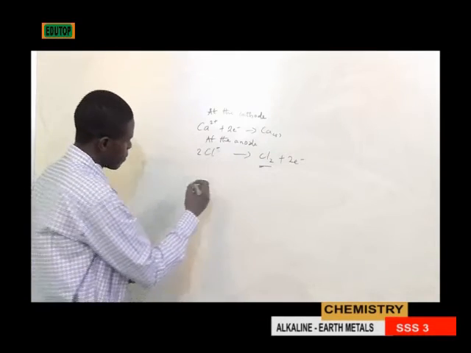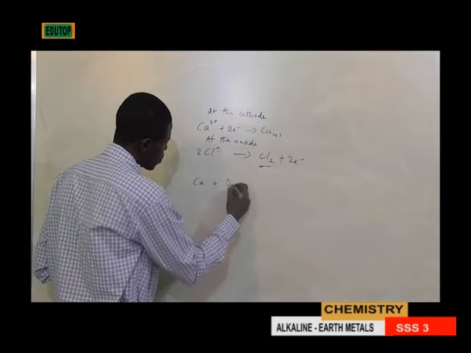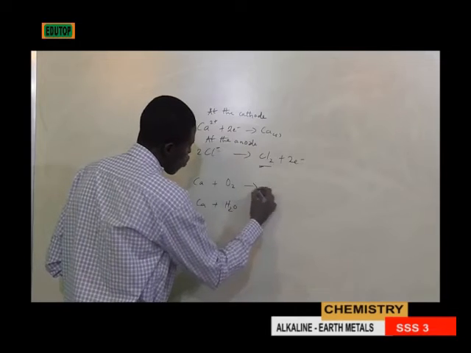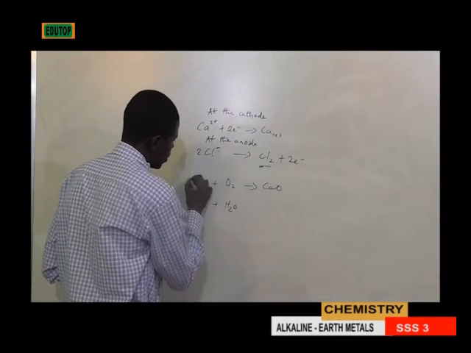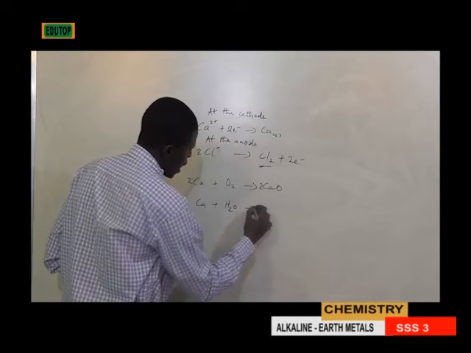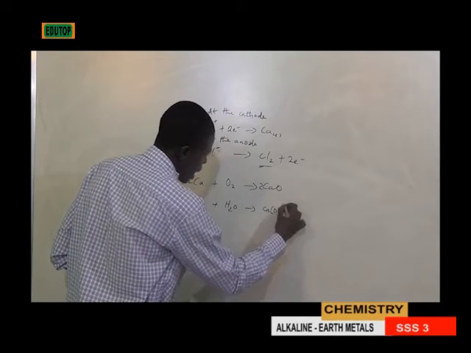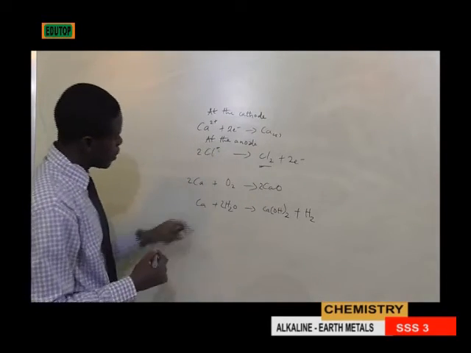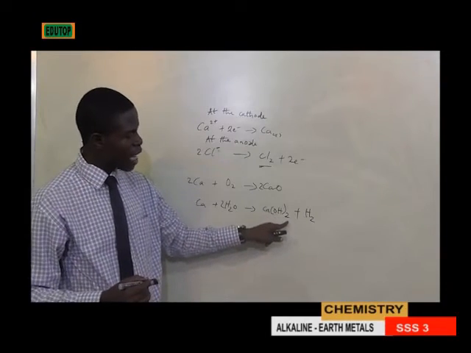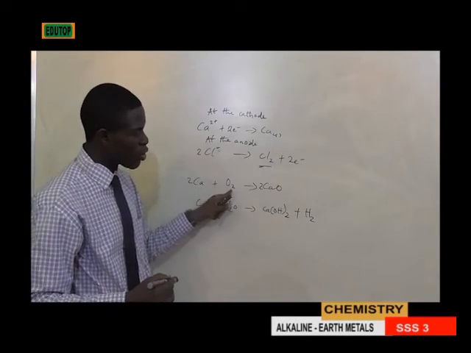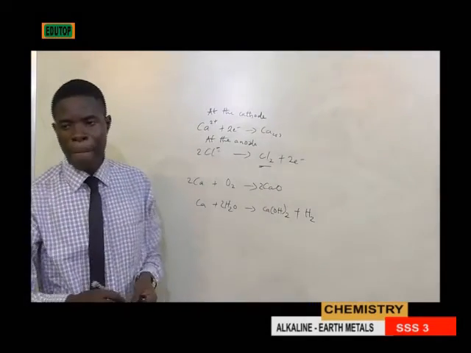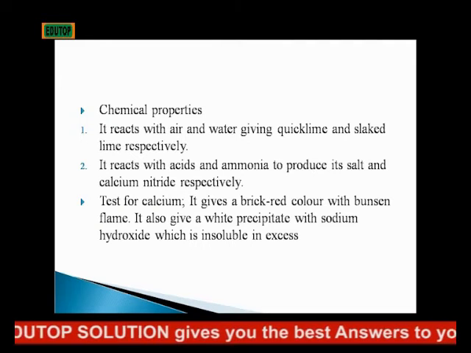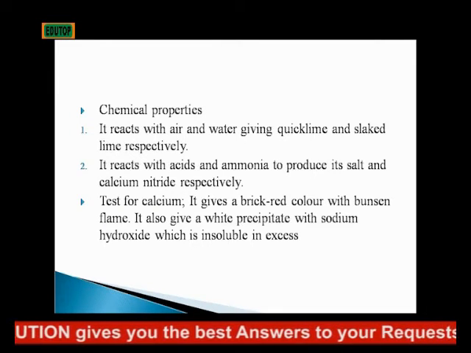Calcium reacts with air, which is oxygen, to give quicklime, and also reacts with water to give calcium hydroxide, which is slaked lime, respectively. So it reacts with water to give calcium hydroxide, while it reacts with air, which is oxygen, to give quicklime. It reacts with acids and ammonia to produce its salt and calcium nitrate.